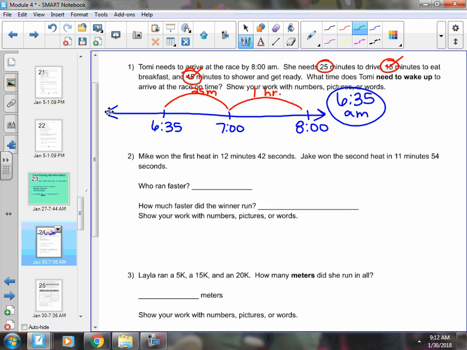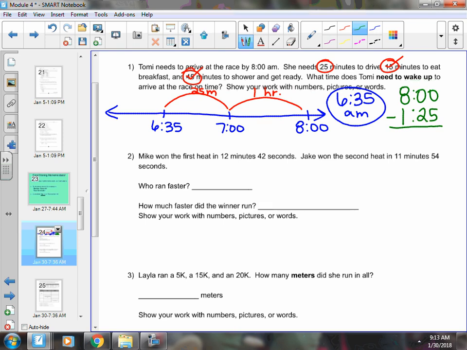Okay, so I'm going to start, let's see, at 8 o'clock, and I need to subtract something. I need to subtract 25 minutes, 15 minutes, and 45 minutes. I know that 15 and 45 is an hour, plus another 25 minutes, so I'm going to subtract an hour and 25 minutes.